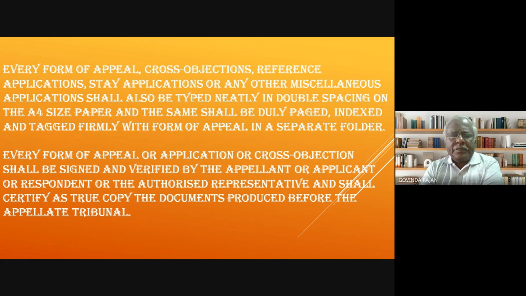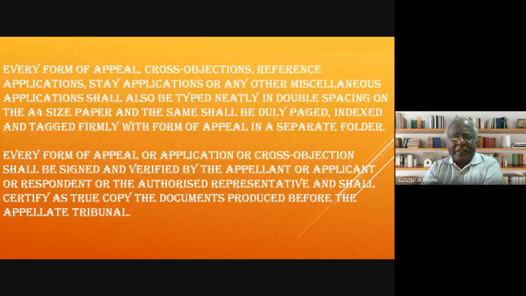Before the tribunal, the appellant may file an appeal, the department may file cross applications, reference applications may be filed, stay applications may be filed to prevent recovery procedures, and any other miscellaneous applications may be filed. Whatever applications are filed should be typed neatly in double space on A4 size paper, each page clearly paged and indexed. After completing all these things, on the front page you have to give an index, which will contain the papers page by page.